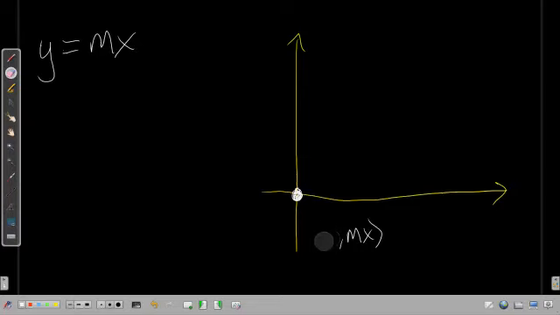And if it's going to have an x value of 0, if I say out of the blue, let me take x to be 0, then the y value has got to be m times 0, which necessarily would be 0. So it must go through the origin.